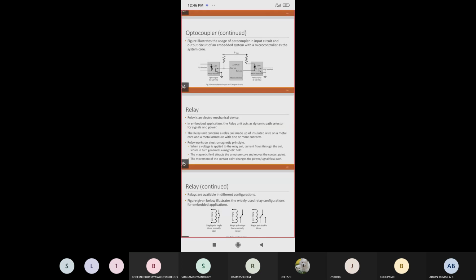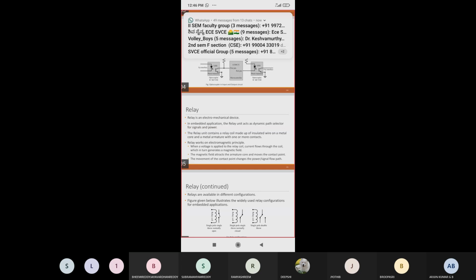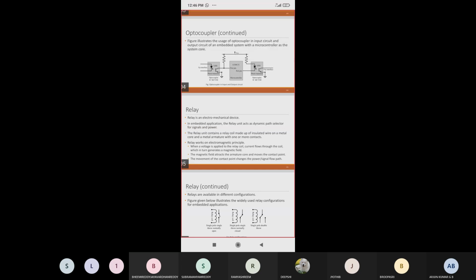Then the relay unit contains a relay coil made up of insulated wire and a metal core, and a metal armature with one or more contactors. If the relay is turned on, it makes the connection, then the signal or power can flow through that particular path. This is an electromechanical contactor. It is also called a contactor.